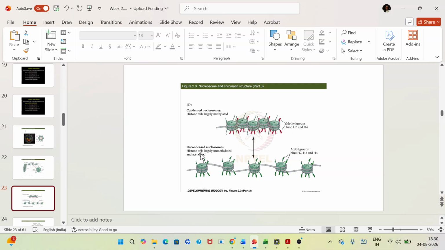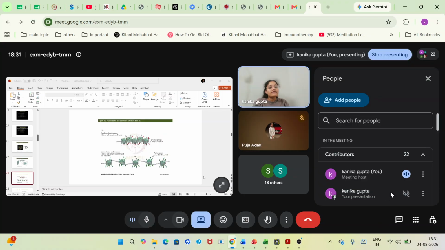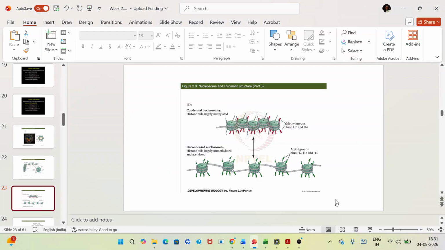Uncondensed nucleosomes, histone tails largely are unmethylated and acetylated. That means the active form, because it is open now. So the open form gives the transcription factors access to the genes so that they can be transcribed and further function can be performed. Okay, so uncondensed nucleosomes mean the histone tails here are unmethylated or acetylated, and if the histone tails are methylated, that means the chromatin is condensed and packed tightly so that no transcription factor is able to bind there.